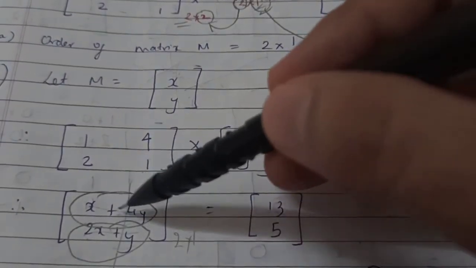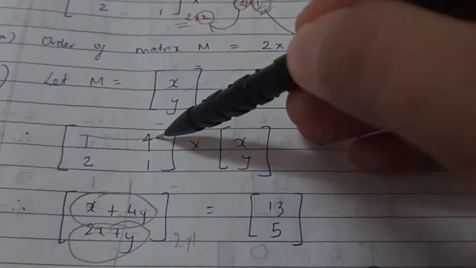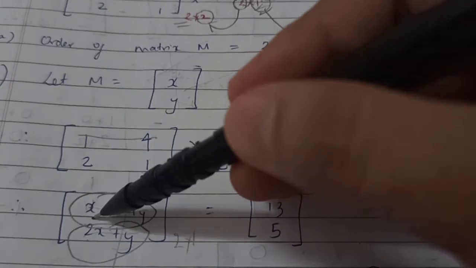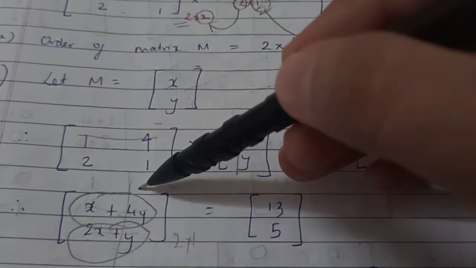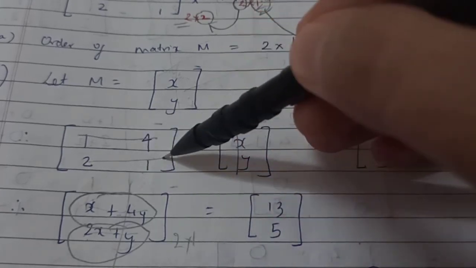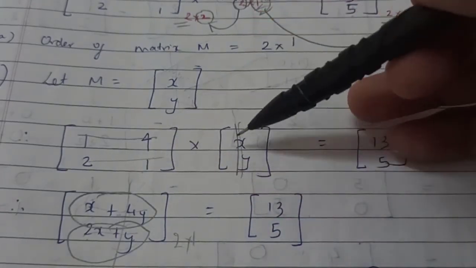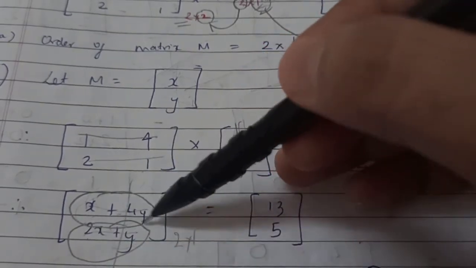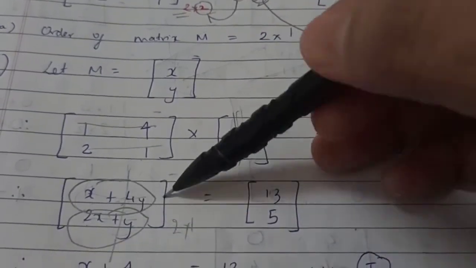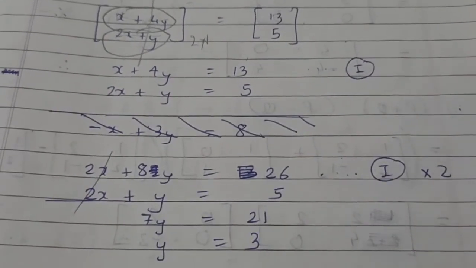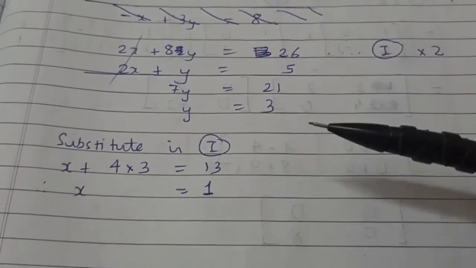Alright. First element. First row into first column. 1 into x plus 4 into y. 1x plus 4y. That's a single element. Second element. Second row into first column. There is only one column. So 2x plus 1y. And now equalize the matrices. So we get two equations. Solve simultaneously. Get rid of x or y, whatever you want to. Get the value of y. Substitute and get the value of x.